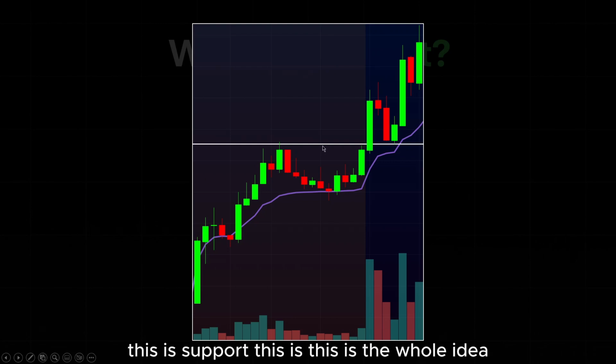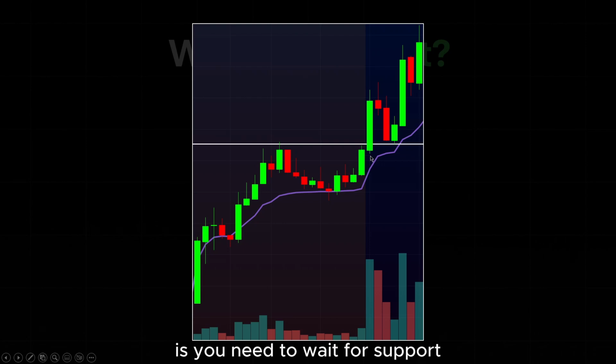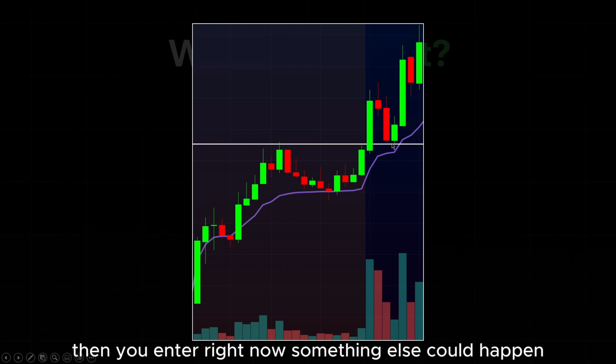This is the whole idea. This is the main message I'm trying to send: you need to wait for support. Don't enter as soon as the market opens or right up over here or over here. Wait for support. Wait for the stock to do its thing. Confirm that yes, it's staying above this level, then you enter.